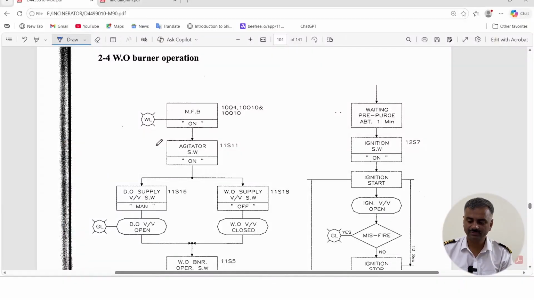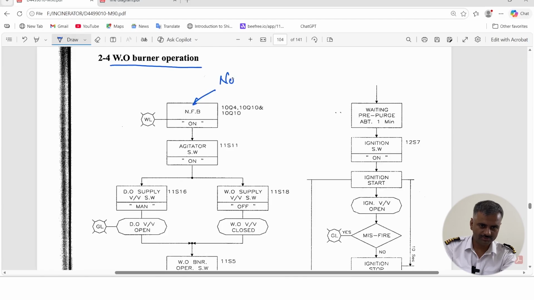Now let us see the flow sequence as per the flow chart. So you see this is the waste oil burner operation flow chart. NFB stands for non-fuse breakers, which means circuit breakers, since all the motors have circuit breakers and contactors installed on the control panel.